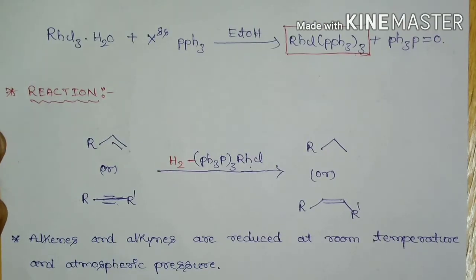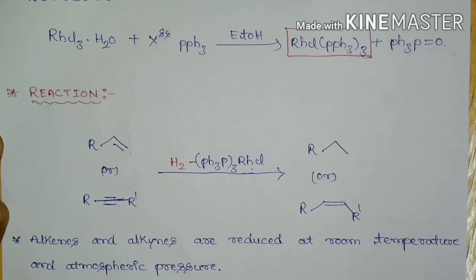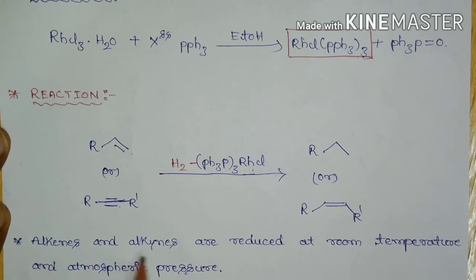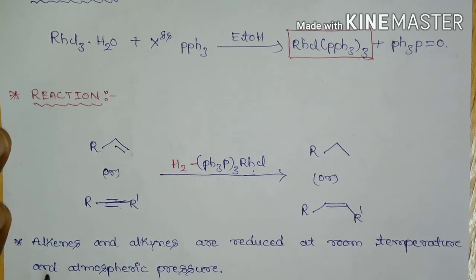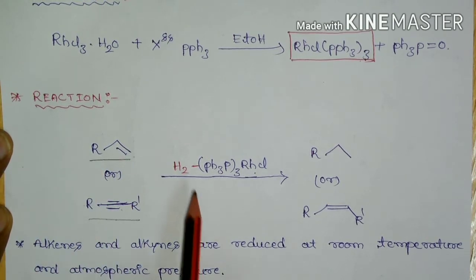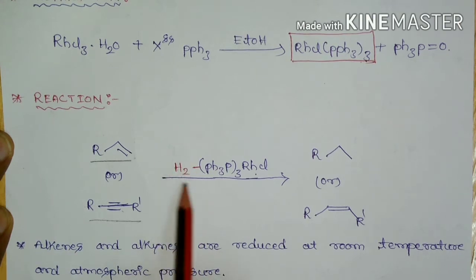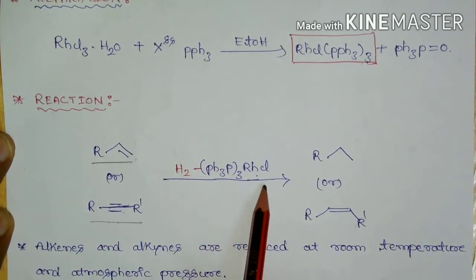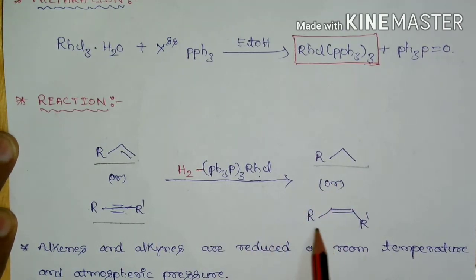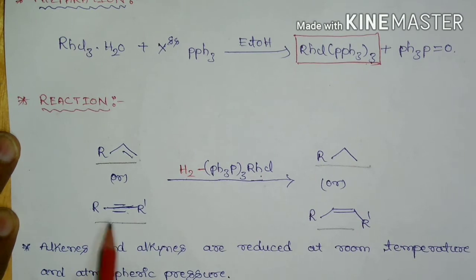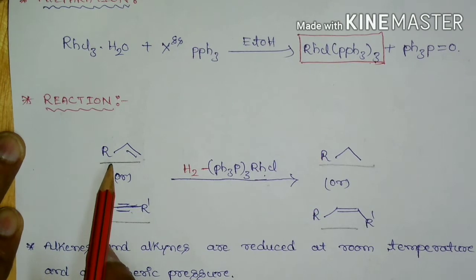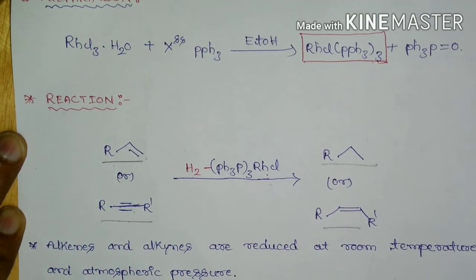An important reaction catalyzed by this Wilkinson catalyst is hydrogenation. Alkenes and alkynes are reduced at room temperature and atmospheric pressure. If we take an alkene or alkyne in a hydrogen atmosphere, this Wilkinson catalyst will reduce it to the corresponding hydrocarbon. An alkyne will be reduced to an alkene, and if the starting material is an alkene, it will be reduced to the corresponding alkane.